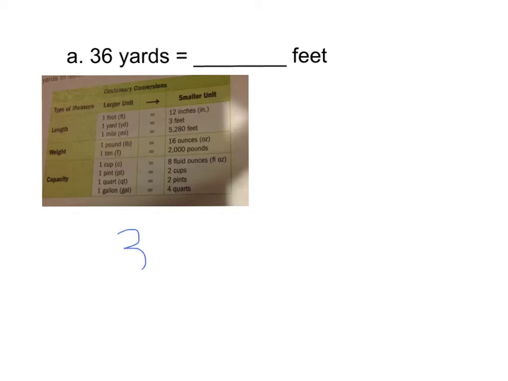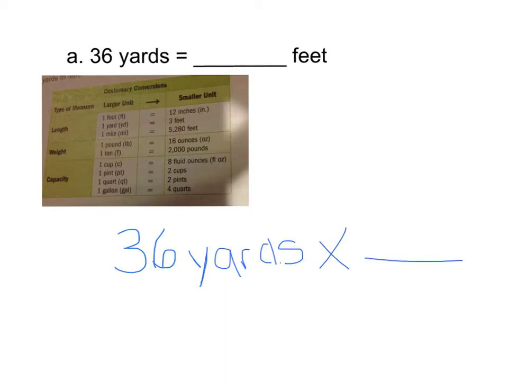So we have 36 yards. Make sure you write yards afterwards. And then we multiply to find the correct feet. And we know that we want feet up here and yards down below. Okay, so if we look at our chart again, we know 1 yard is the equivalent of 3 feet.